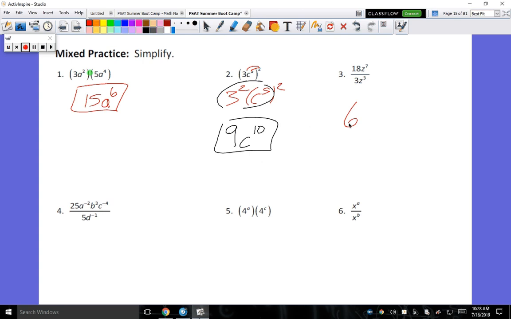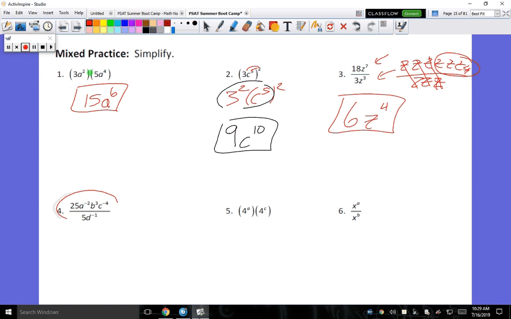Z to the 4th. Another way to look at this, and I talked about this yesterday, is you have 7 z's up top, you have 3 z's on bottom. Visually, I'll remind you, there are cancellations of forms of 1, 1, 2, 3, so that you have 4 z's left up top, and then you would have z to the 4th power. Just another way to see it so that you don't make simple errors.